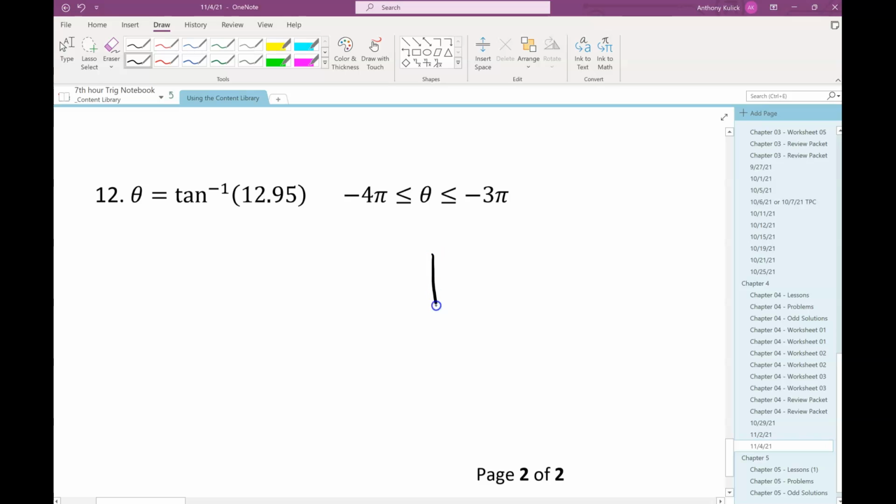Okay. So I'll start by drawing our picture. Again, observing that this is negative, we're going to be labeling clockwise around. And since these are pretty big values, I'm not going to put all the labels on there. I'm just going to start labeling when it matters. So 0, -0.5, -1, -1.5, -2, -2.5, -3, -3.5, -4.